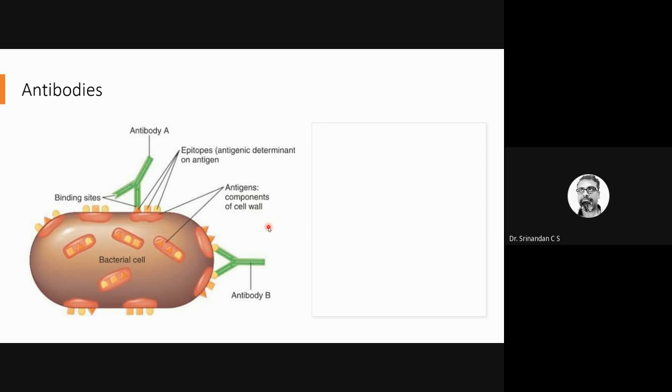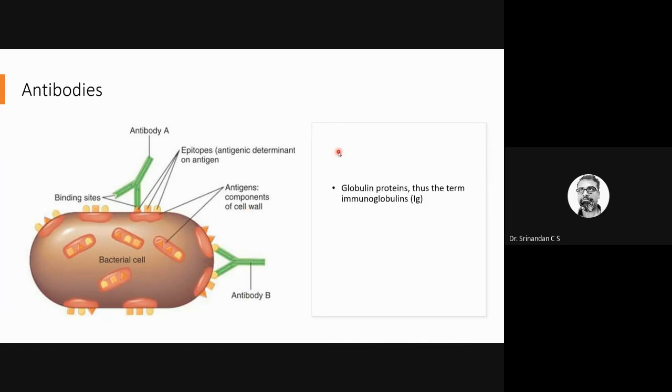For example, you can see over here there are several antibodies present. Antibody A will bind to a different structure. We call that an epitope. And here it is not a triangle, it's a different kind of epitope. And one more antibody will bind over here.